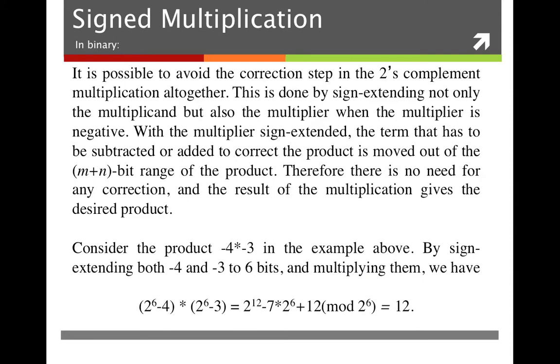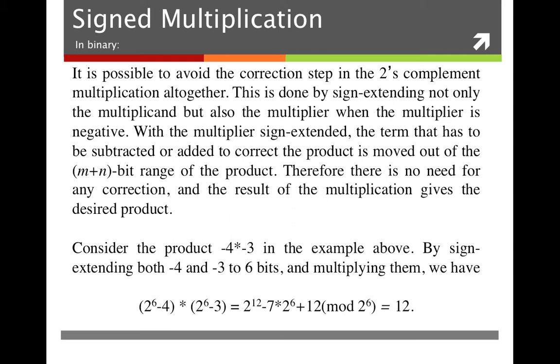Now, it's possible to avoid the correction altogether, and all you have to do is simply sign extend not only the multiplicand but also the multiplier. When you do, you don't have to worry about any correction, because you're ultimately bringing the operands into the full width of the product, and intuitively it should make sense that you don't need any corrections because you already sign extended the 2 operands.